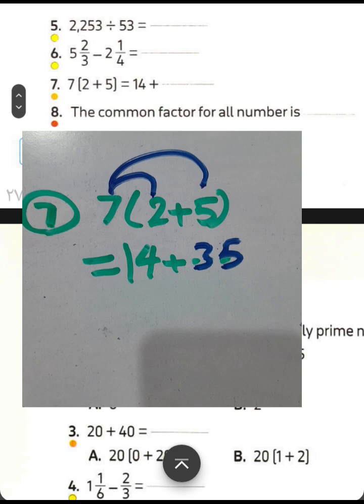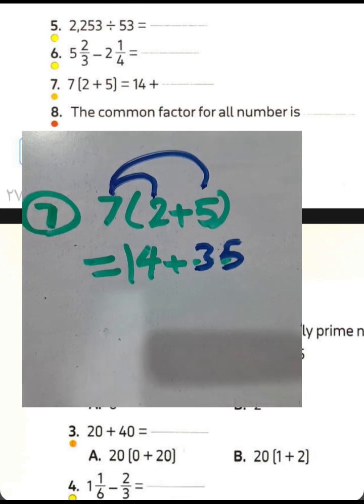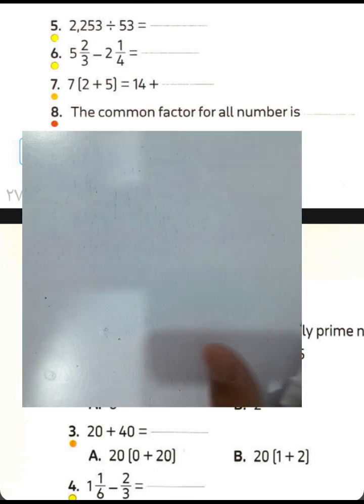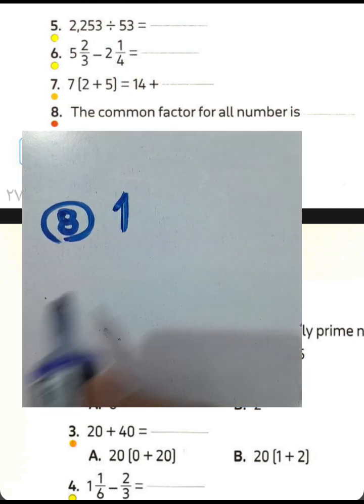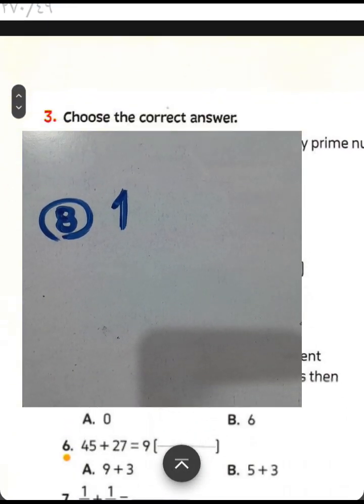Question 8. The common factor for all numbers. Do you remember? I told you two minutes ago. The common factor for all numbers is 1. But 0 is the common multiple for all numbers. The common factor for all numbers is 1, but the common multiple for all numbers will be 0. Okay? Next page.